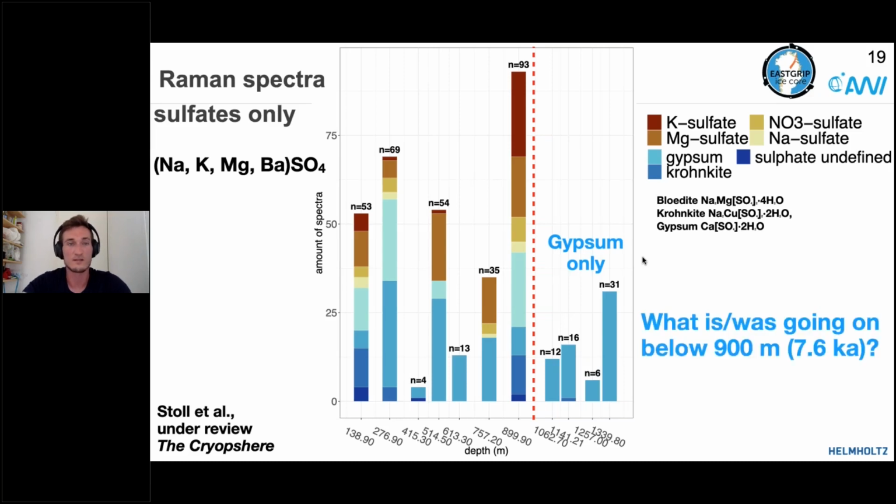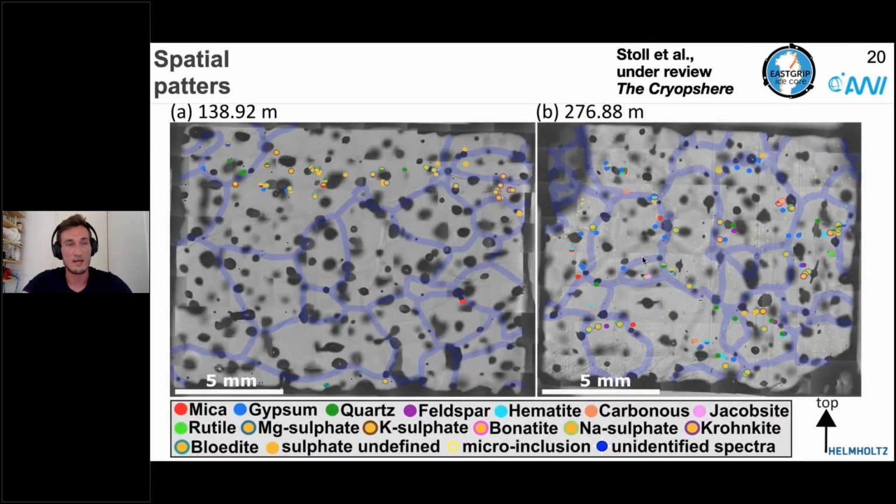And now, of course, there's the question, what is or was going on below 900 meters, or to put it into your time frame, 7.6 thousand years ago. This is one of the main questions we try to answer in our papers. And now, putting both things together, the chemistry, so the minerals, and the localization of those inclusions, we came up with those maps and tried to find spatial patterns.